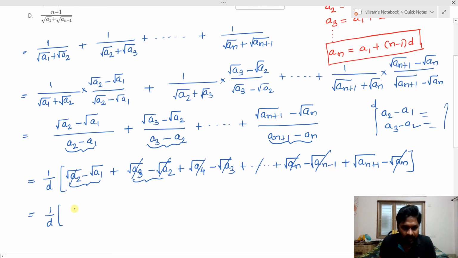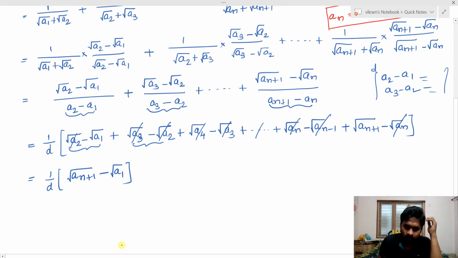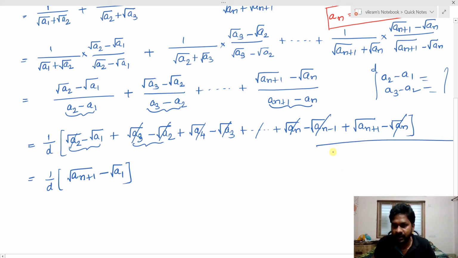Then what we'll get over here? Square root of a n plus 1 minus square root a1. So now we have to retrieve the term d. We know that, just as we have seen over here.